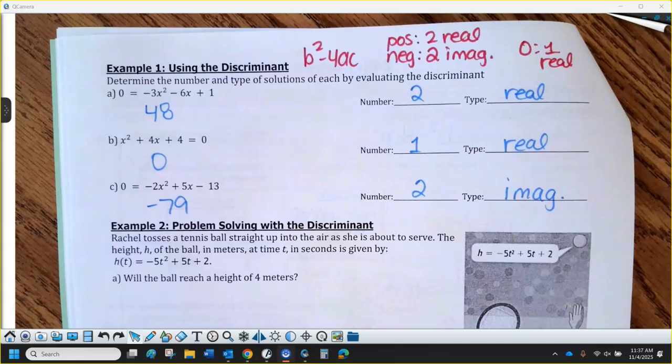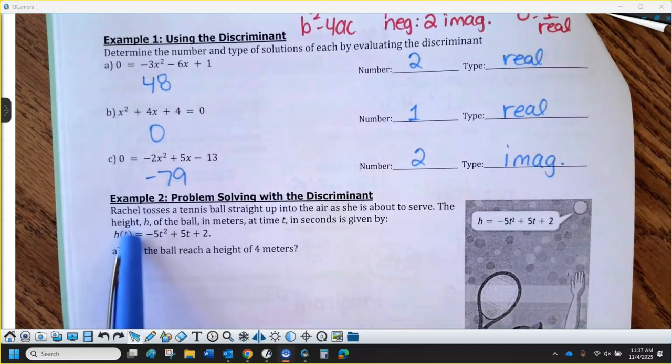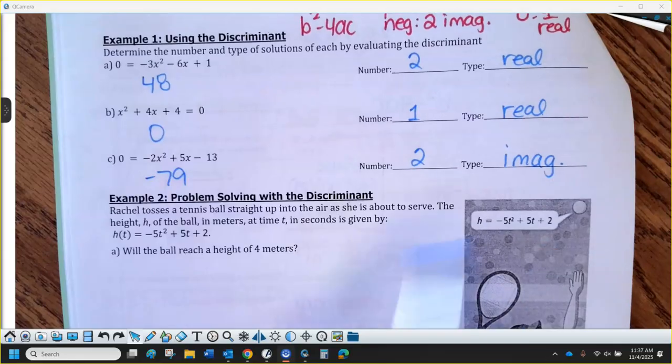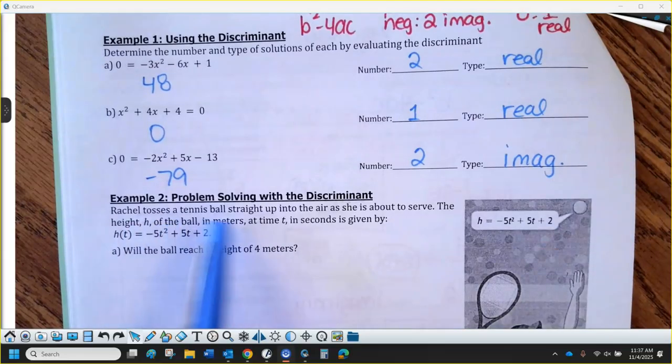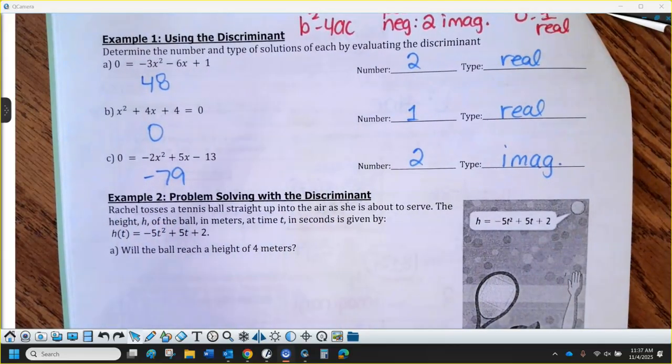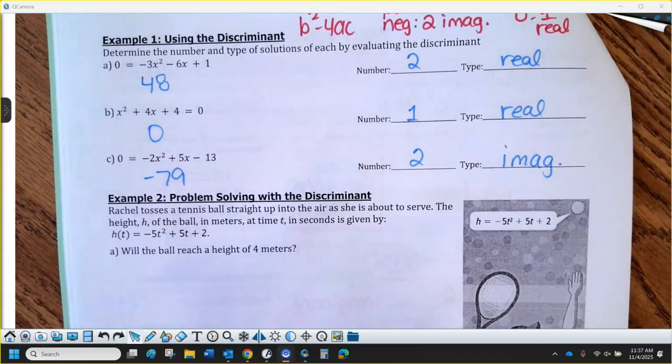Okay, now, the question here is not find the time. It is just yes or no, is this going to happen? So this question says, the little picture of the girl tossing the tennis ball here, but it says Rachel tosses a tennis ball straight up in the air. She's about to serve. The height of the ball is in meters and time is in seconds.